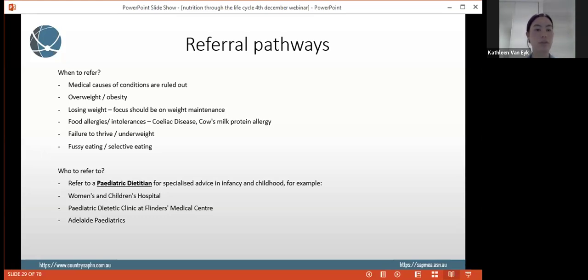You might also refer for overweight or obesity, if medical reasons have been ruled out, because even though we don't necessarily focus on weight loss as such for children, we look at setting healthy routines and healthy habits around food. And also, the other end of the spectrum, if children are losing weight or that failure to thrive, for example, you might also refer to a dietitian.